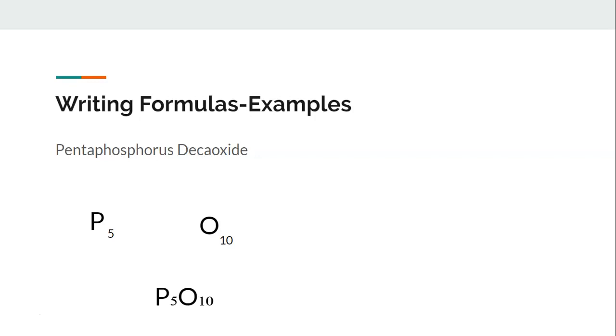Now, here's a very important note. Remember I said we do not want to reduce down? That's very important because if I reduce down P5O10, because they are reducible, both numbers are divisible by 5, I'm going to actually make a different molecule, okay? If I reduce this down, I make PO5. That's phosphorus pentaoxide. That is different than pentaphosphorus decaoxide. So it's very important not to reduce our covalent bonds. All right, let's look at another one.